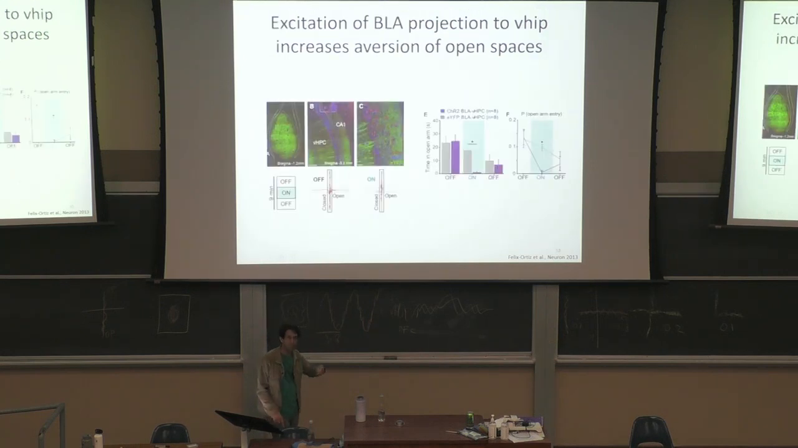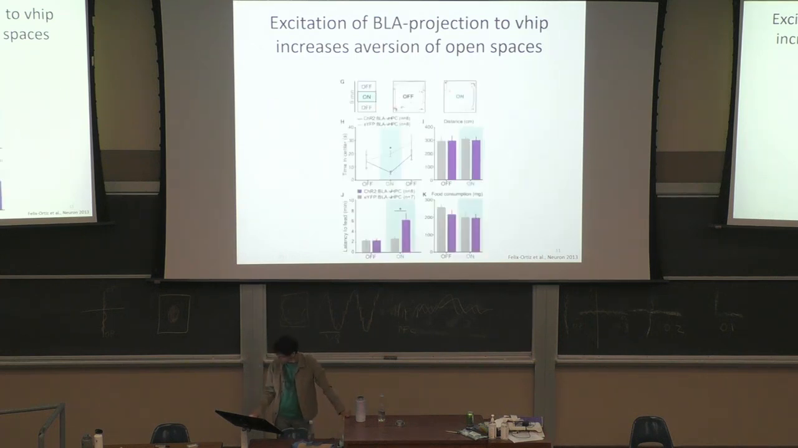They also did the opposite experiment: if you excite that projection, then the mouse becomes more anxious and avoids the open arms more. In the light off situation, they go somewhat into the open arms, and in the light on situation, they go less into the open arms. So inhibiting this projection creates less aversion of open arms, and exciting the projection creates more aversion of open arms. This is also very cool because exciting and inhibiting the same circuit create opposite behaviors, which is a very strong indication that they're really onto something. And that was shown both in the plus maze and the open field.